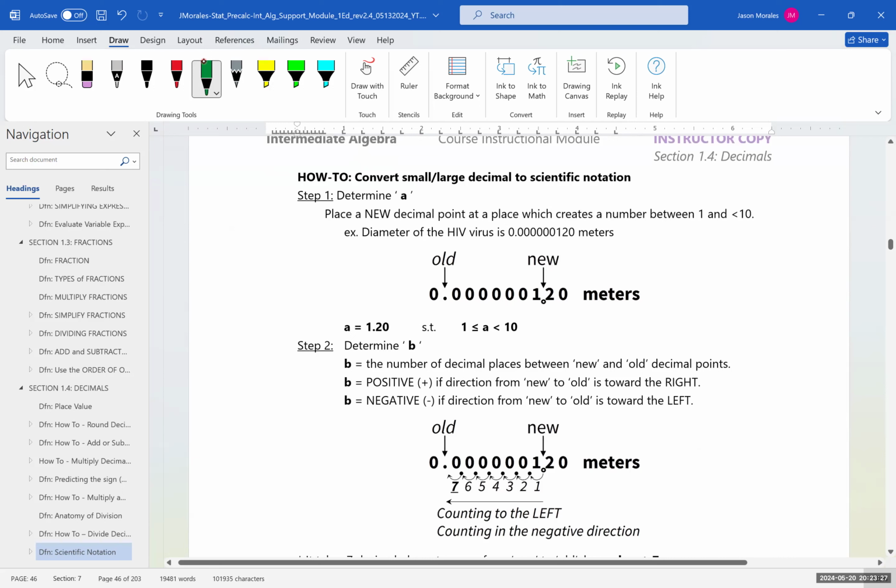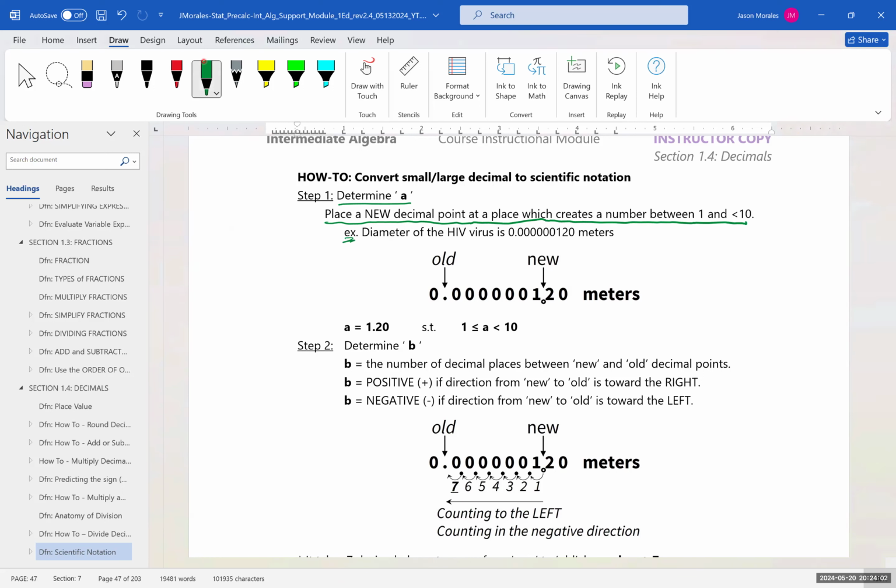So this is how to convert small or large decimals into scientific notation. First we talked about what scientific notation was. Then we converted from scientific notation down to a decimal. Now we're going to convert from a decimal up to scientific notation. So how do we go about that? Step 1 is to determine A. What you do is you place a new decimal point at a place which creates a number between 1 and 10, not including 10.